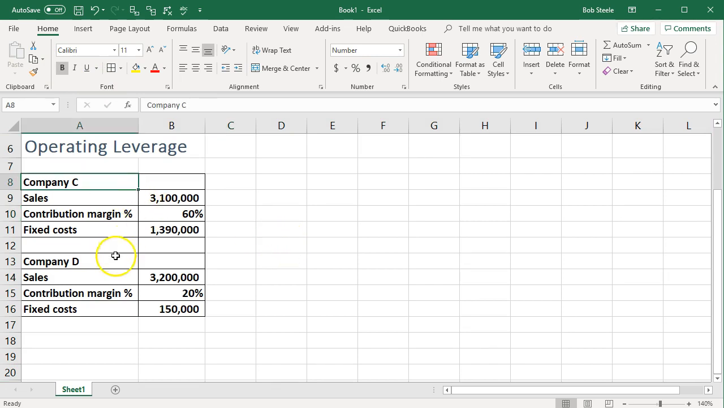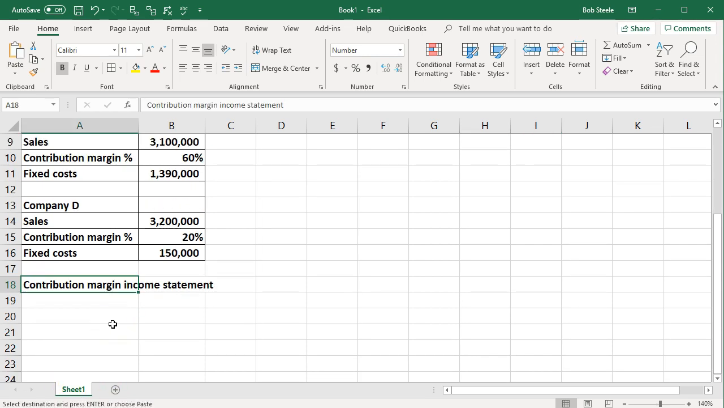We're going to be comparing company C and company D, with the sales for C at $3,100,000. We have a 60% contribution margin, fixed costs $1,390,000, as compared to D, which has sales of $3,200,000, contribution margin 20%, fixed costs $150,000. We'll be dealing with operating leverage. We will use a calculation for the degree of operating leverage and see how that can apply with these two basic examples, these two scenarios.